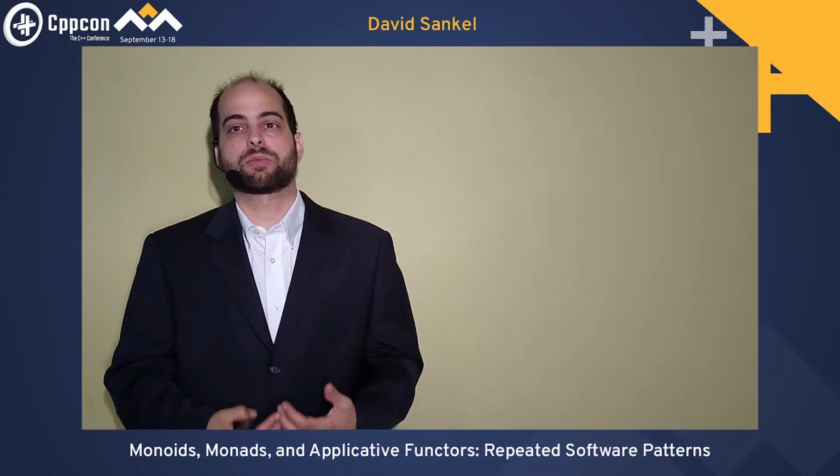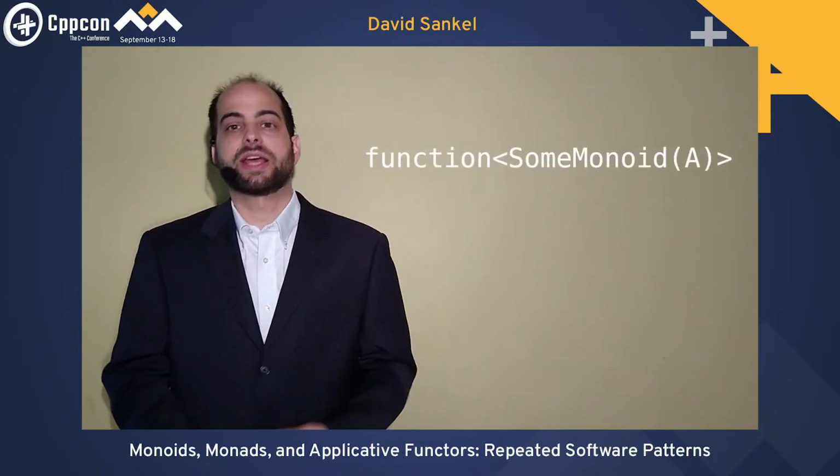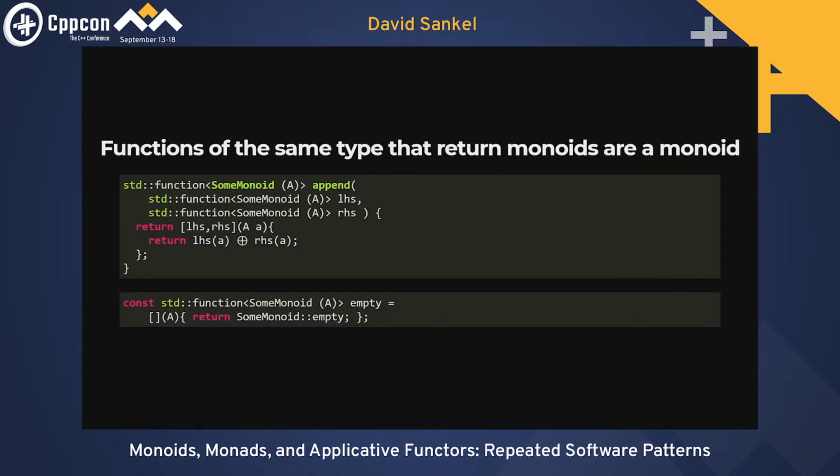Functions of the same type that return a monoid are also a monoid. And here's what that function would look like. You essentially have a function called append, which takes in two functions and returns a new function based on the results of the two functions in the input.